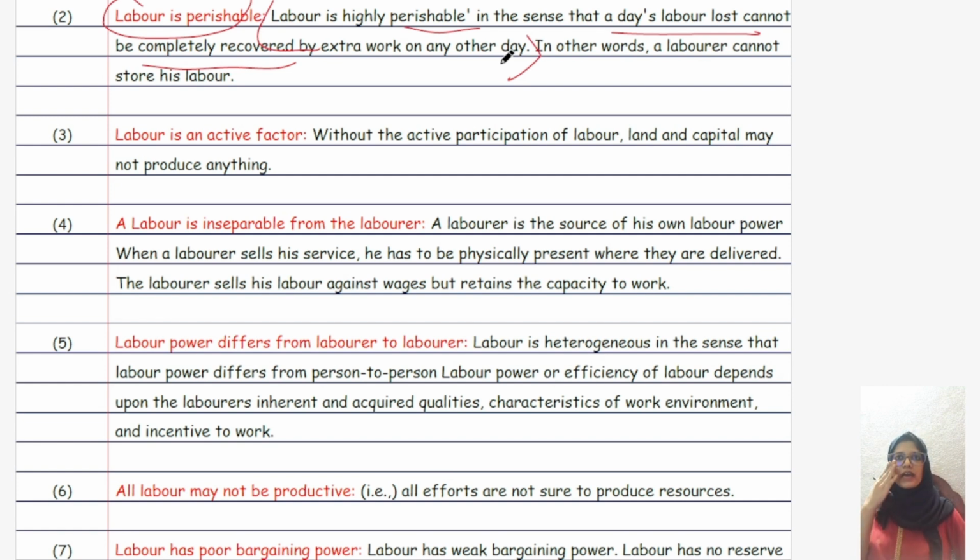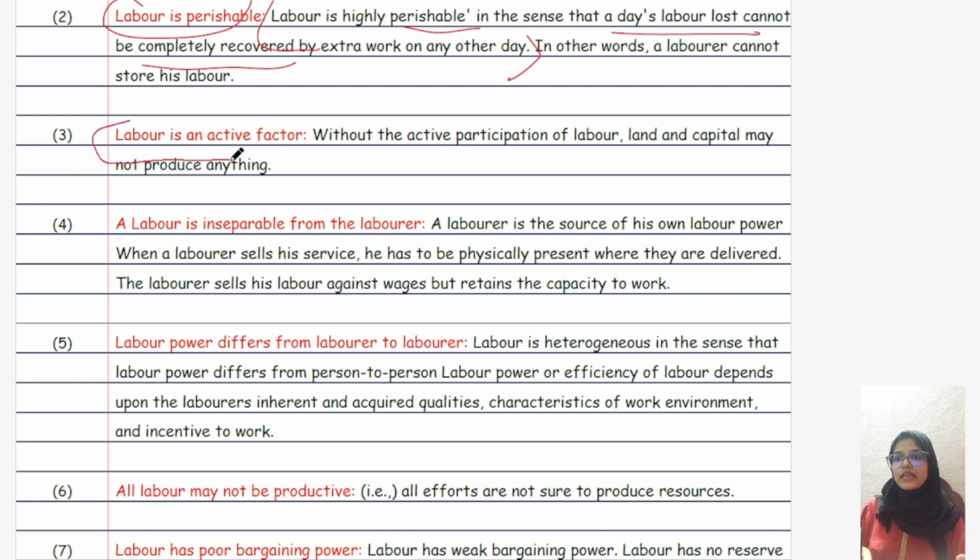Who knows? You might have been very productive today. You might have completed so many tasks today, but no, you instead took leave. So labor is perishable, and every day's labor is different. Today you might be productive, tomorrow you may not be productive. So labor is perishable in nature.